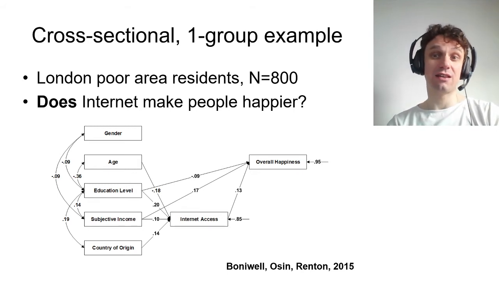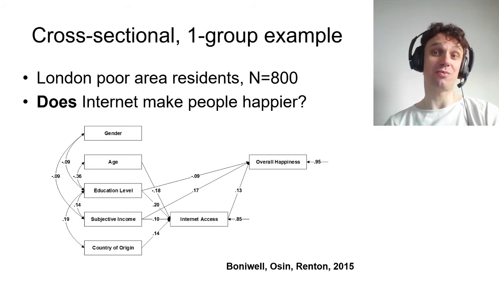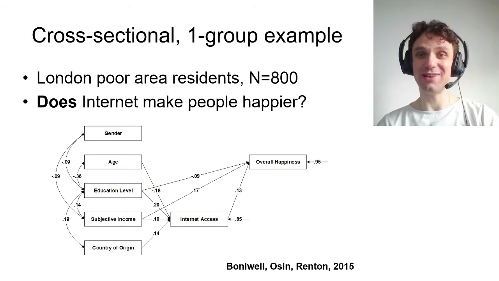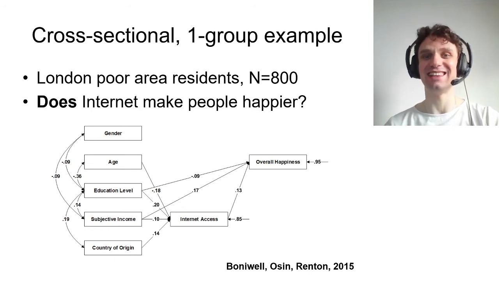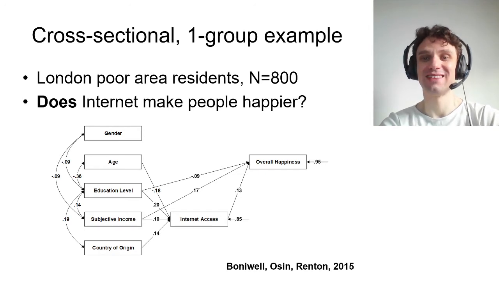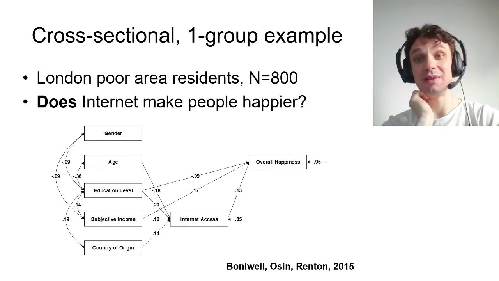So colleagues said, why don't you explore this data set, and maybe there is something interesting that you will want to publish. We explored this data, and we found this association between happiness and having internet at home. So we thought, does having internet make people happier?